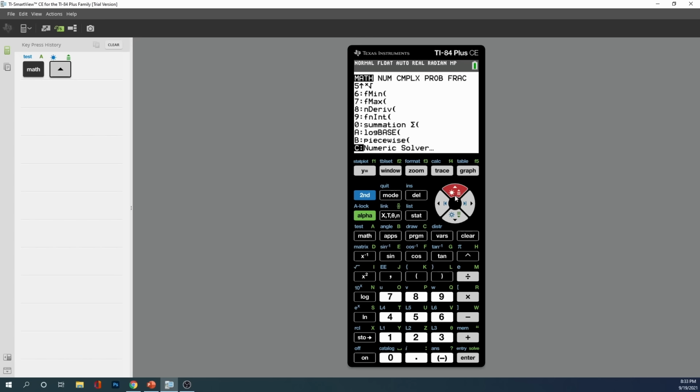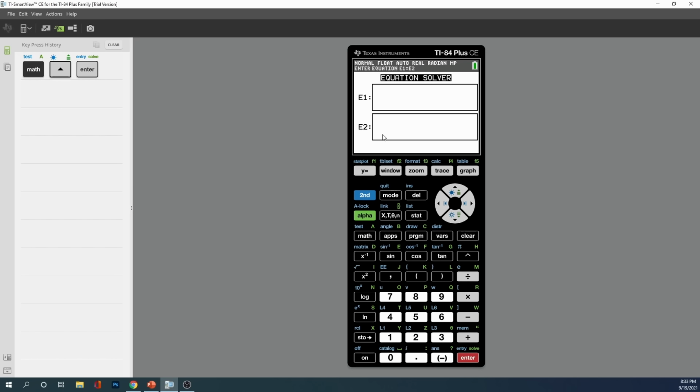On some calculators, it might be choice B. It just depends when you got your calculator. So we'll just hit enter. And now comes equation solver. This is your numeric solver. E1 simply stands for the left side of your equation. So let's go ahead and enter it.